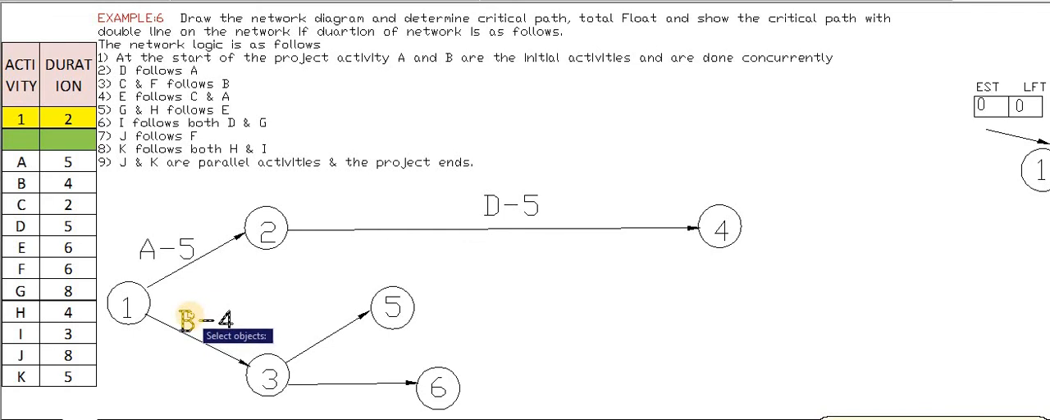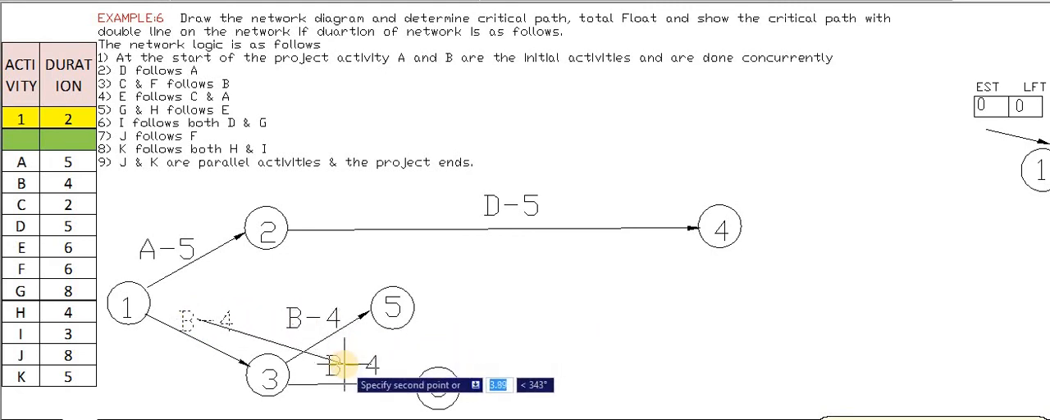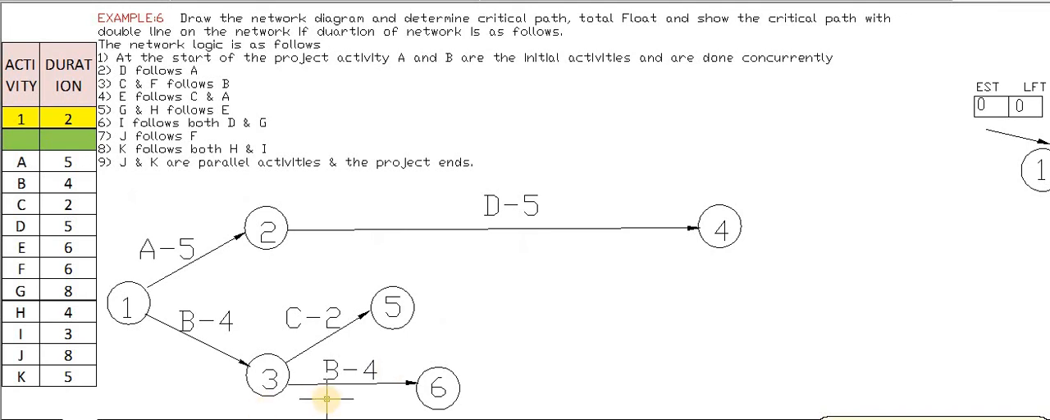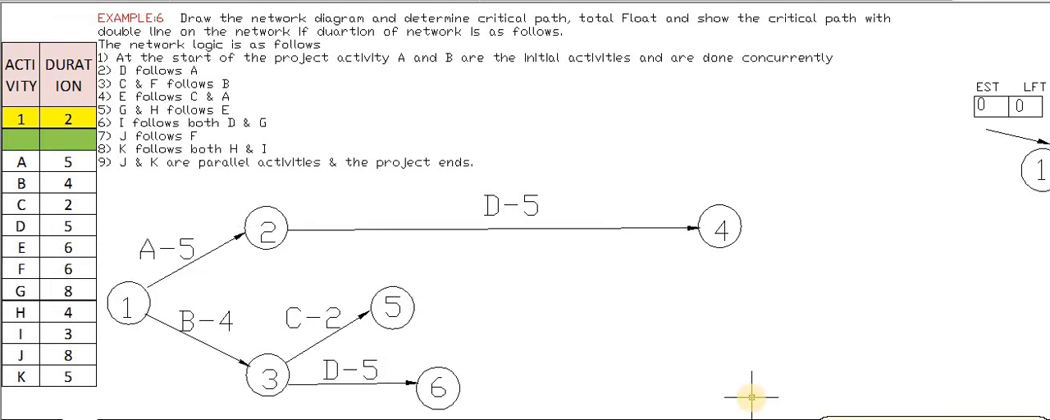What is the duration for C? The duration for C is 2 days. So we label this C, and it is for 2 days. What about activity F? Activity F has 5 days, so we label it F, and it is for 5 days. In this way we have covered serial number 3, up to serial number 3.